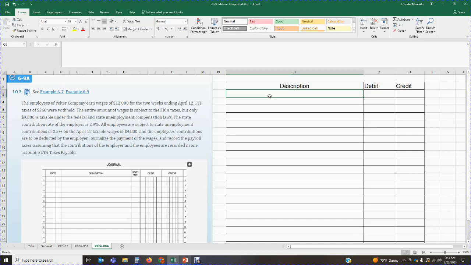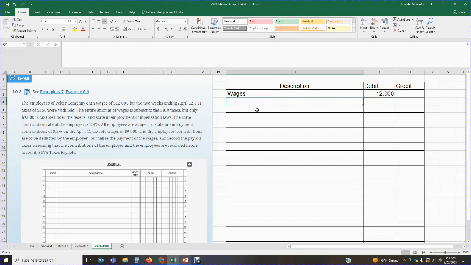So we're going to begin first with recording the payroll, the payment of the wages. We always begin with our wages expense account, and we titled it just simply wages, because I don't want to confuse you. It should be wages expense, but in this book they just use wages. Okay, so how much did my employees earn this pay period? According to the problem, my employees made $12,000. So that's going to be a debit of $12,000 to my wages expense account.